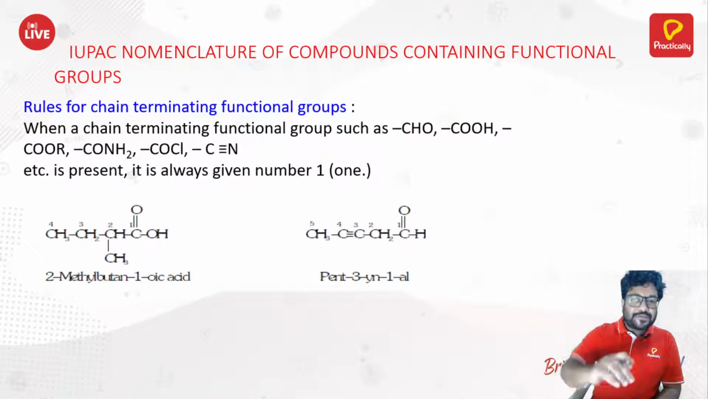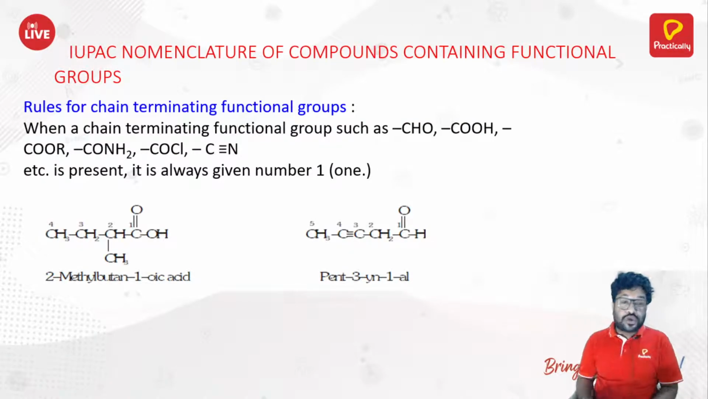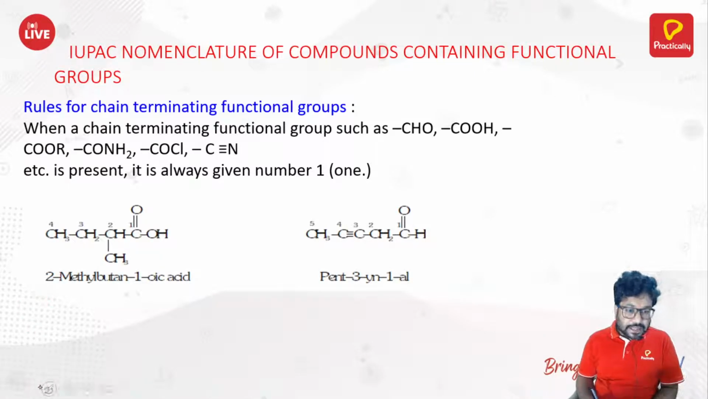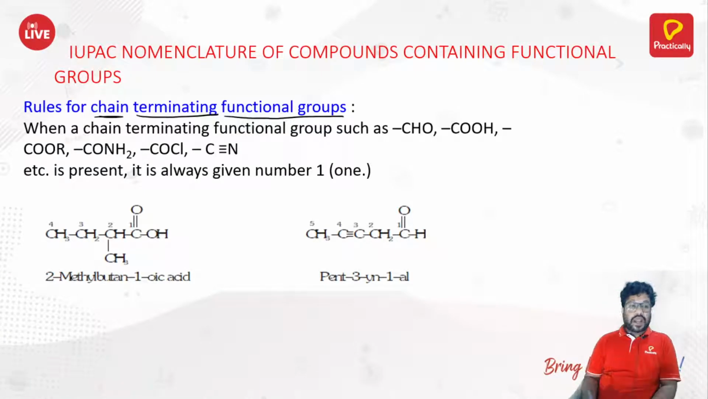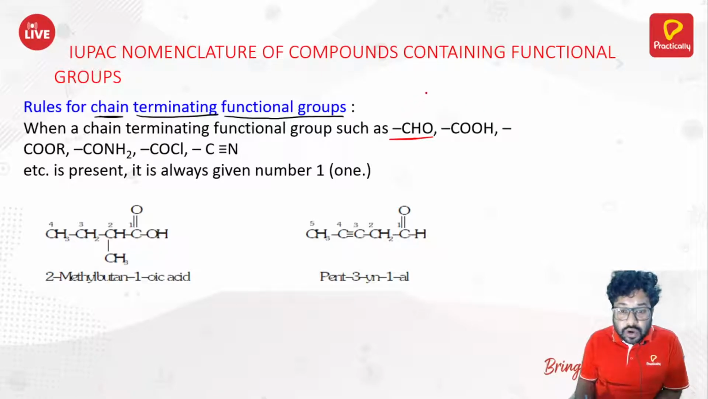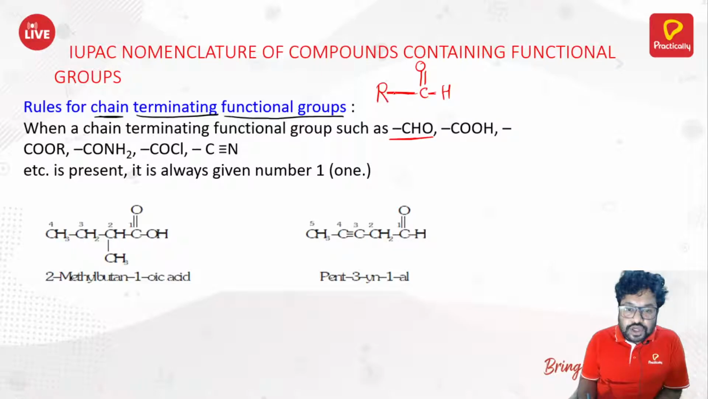Okay, moving ahead. Now we had seen those rules for the non-chain terminating functional groups. Now we're going to see the rules for chain terminating functional groups. How are chain terminating functional groups named? What are those chain terminating functional groups? One is aldehyde, CHO. How does it look like? C double bond O H. And from this side, it is attached to your chain. Let's suppose your chain is now R.